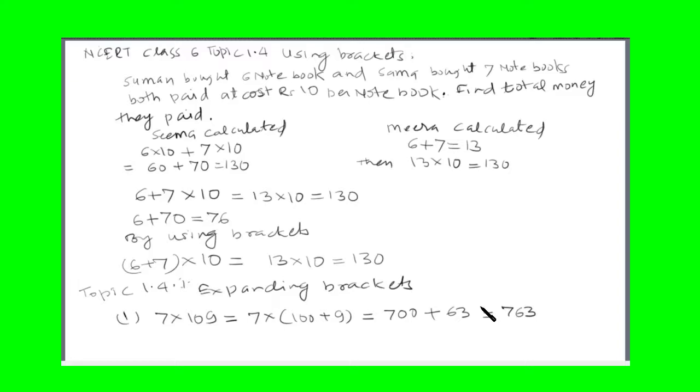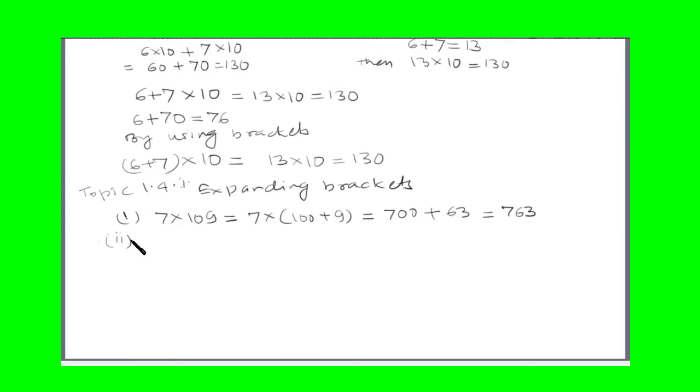We will go to one more question: 102 multiplied by 103. So how can you use the bracket here? We make 102 as 100 plus 2 in one bracket, multiplied by 103 as 100 plus 3 in another bracket, and then we solve.